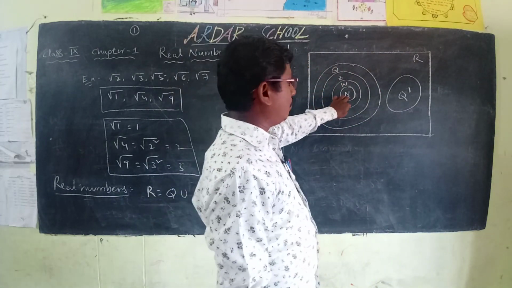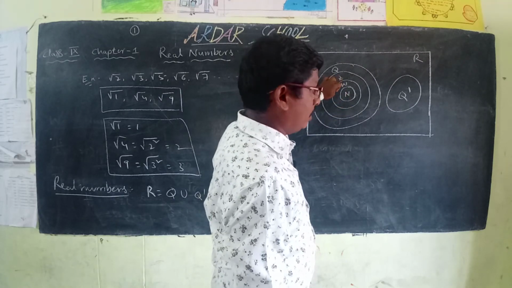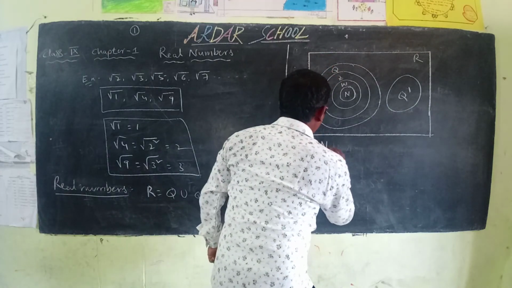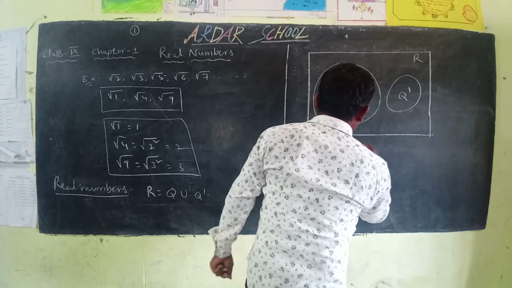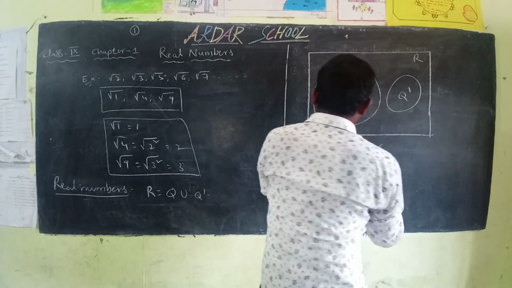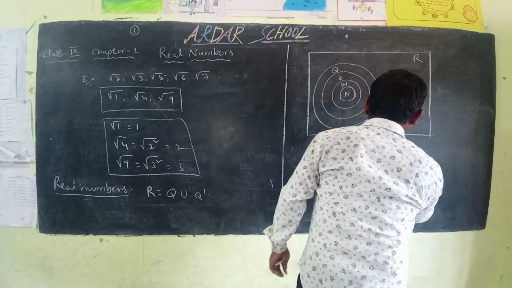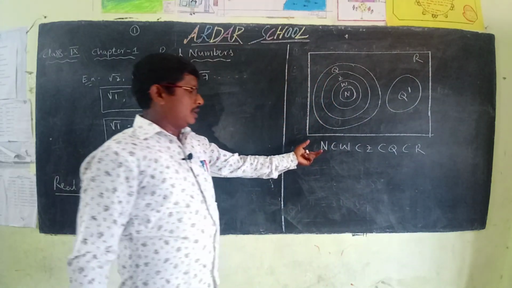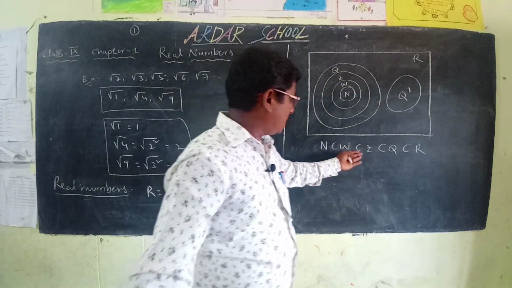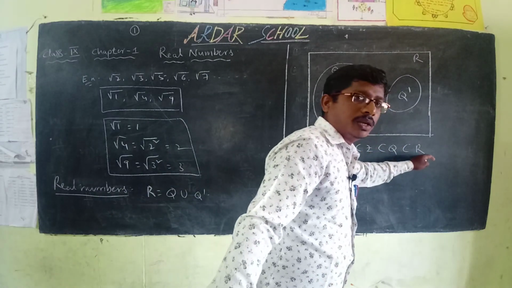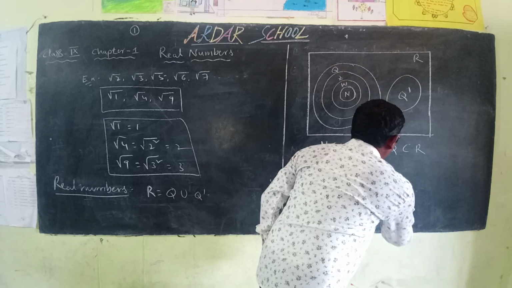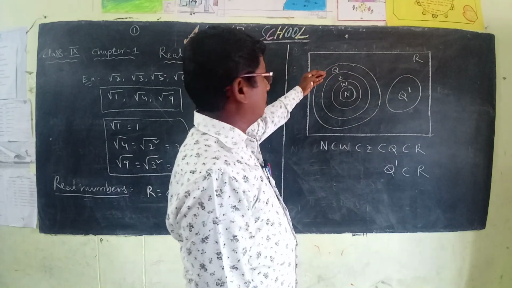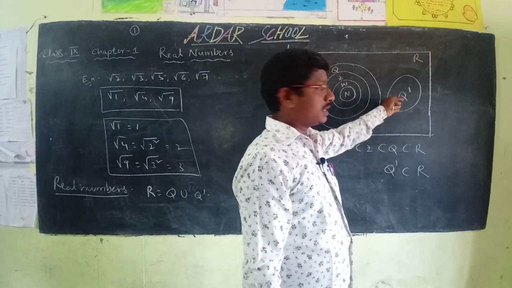Every element of natural numbers is an element of W. N is a subset of W. W is a subset of Z. Z is a subset of rational numbers. Rational numbers are also a subset of R. Again, Q dash is also a subset of R. The combination of rational numbers and irrational numbers is called real numbers.